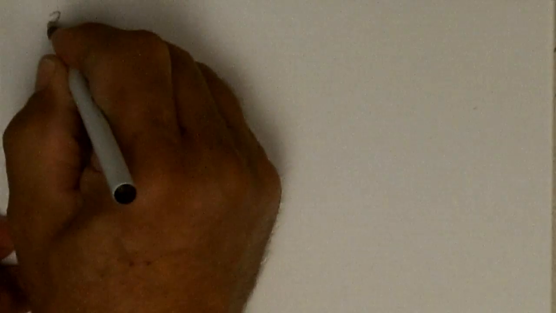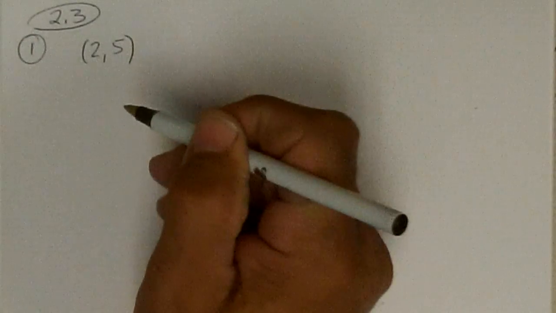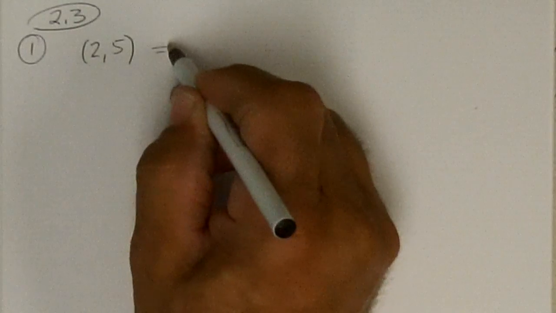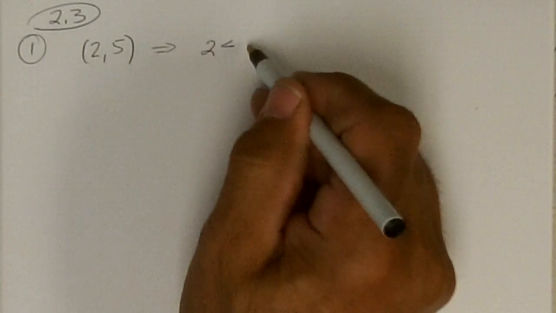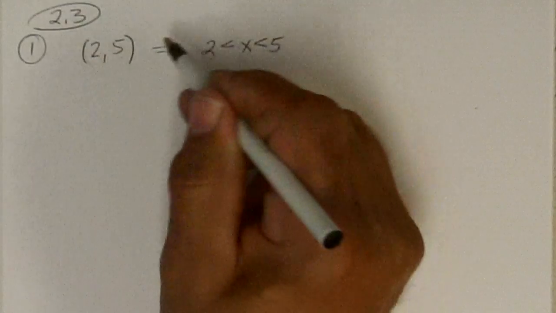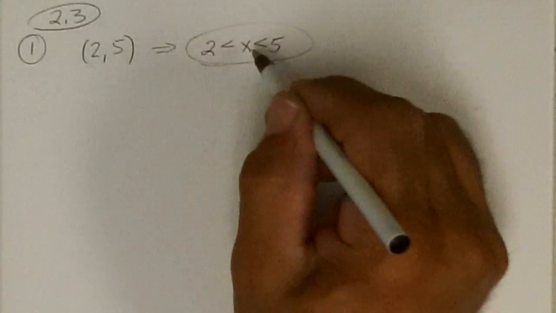Okay, 2.3. There were questions on some of the problems here. First of all, number 1 said the interval (2, 5) can be written as an inequality, and that would be 2 is less than x, not including, which is less than 5, not including. A square bracket would be including, so there's no equal, so that would be the inequality.